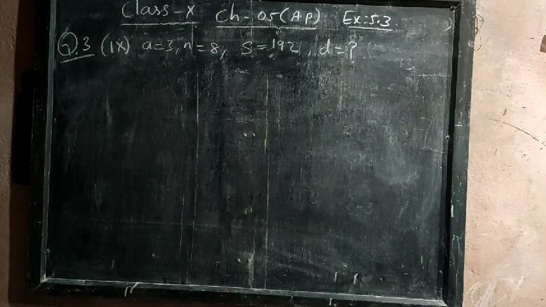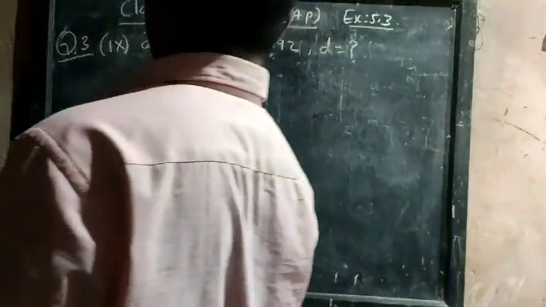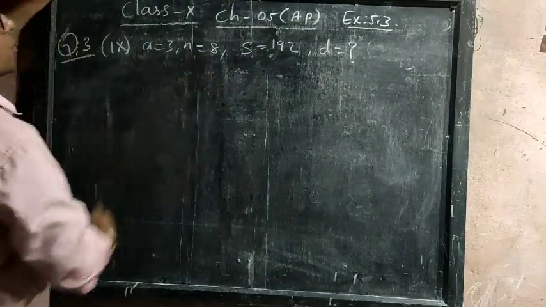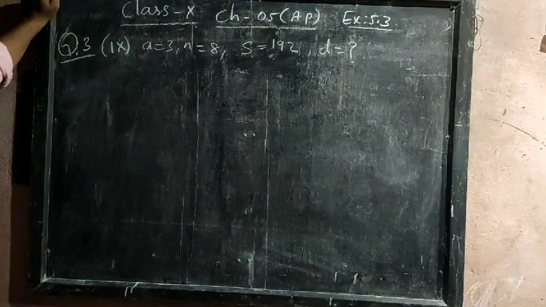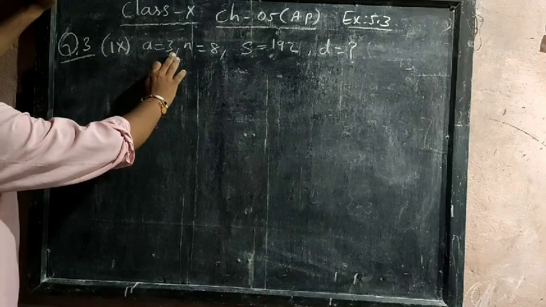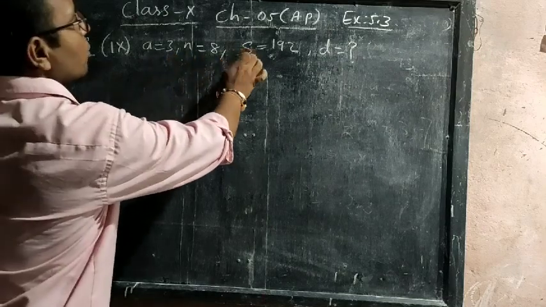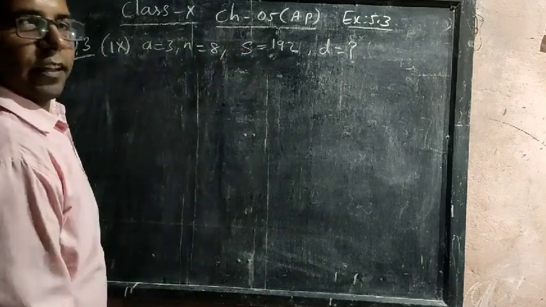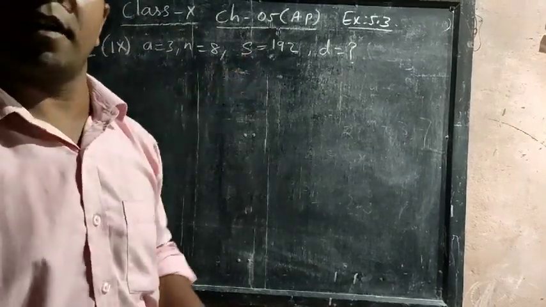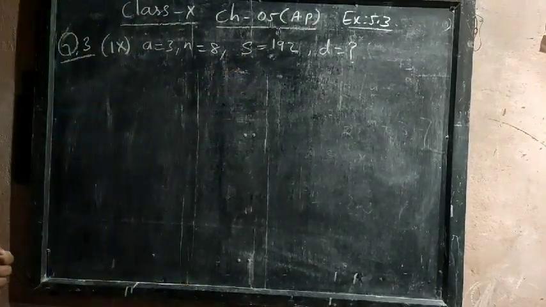Now students, let's see question number 3, ninth part. A is equal to 3, n is equal to 8, Sn is equal to 192. The question is asking us to find the value of d. So a is equal to 3, n is equal to 8. What is given here is Sn, that is the sum of n terms. S means the sum of n terms, it is given here in notation.